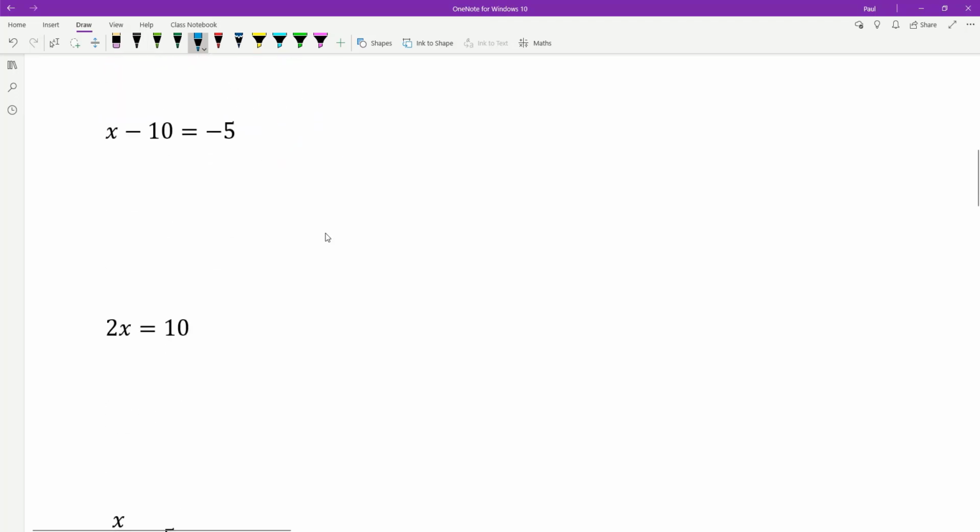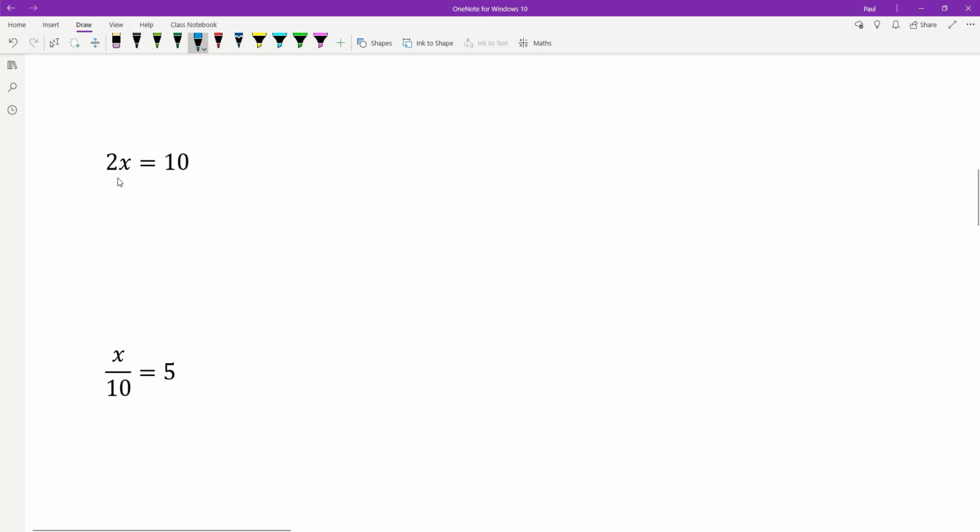In the next question, x minus 10 equals minus 5. So I want x there and I want to kick out the minus 10. I need to move it to the other side. What's the opposite of a minus? It's a plus. So the next line here will be x is equal to minus 5 plus 10. So x will be equal to 5, a positive 5.